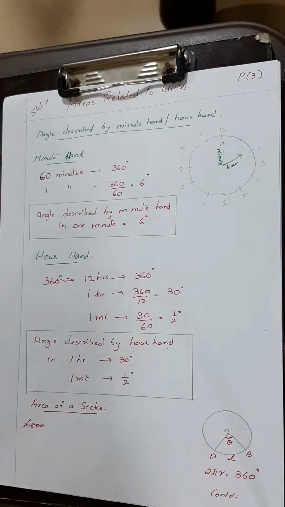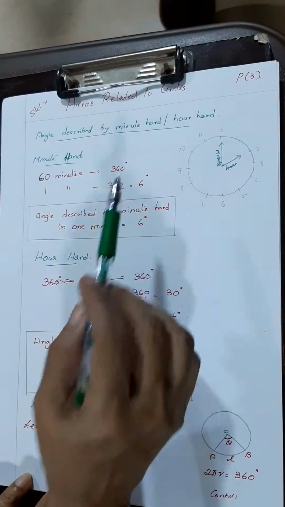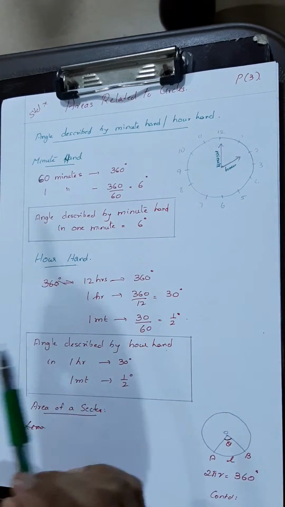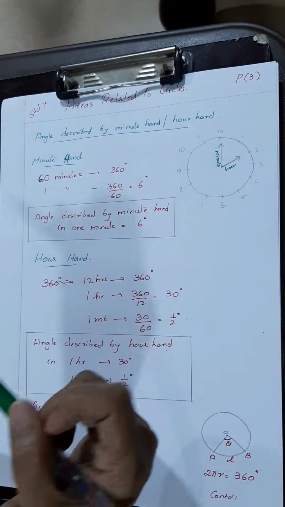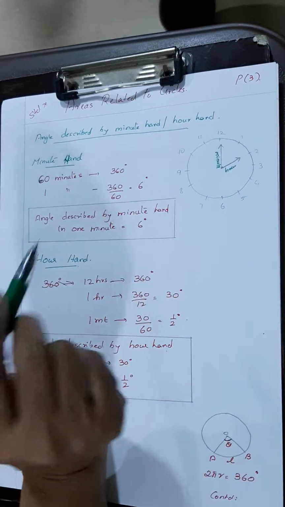The chapter is area related to circles for standard 10, and this is part 3. Now we will be doing some problems related to the minute hand and hour hand of a clock. So before we start the problems, we will discuss the concept and the formulas that we are going to use here.